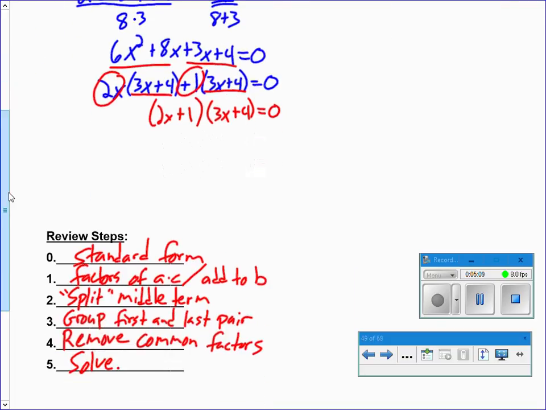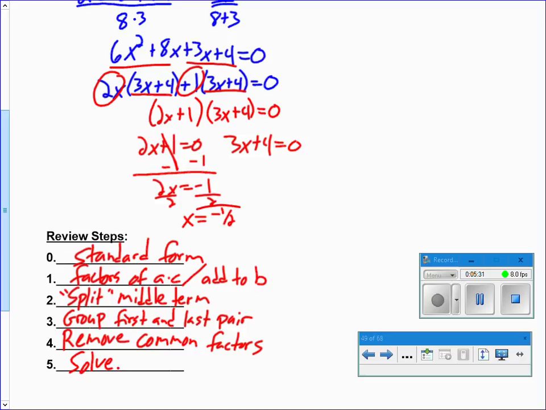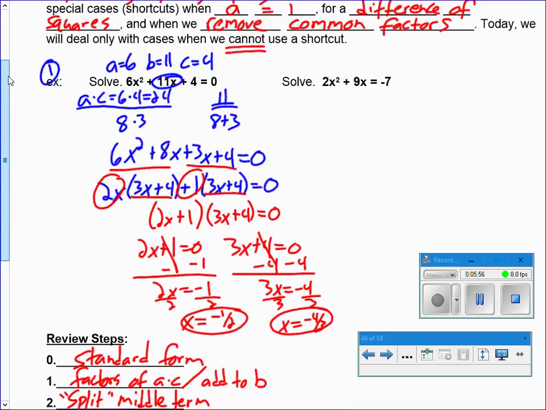So now that it's factored, we can set each factor equal to 0 and solve. So 2x plus 1 equals 0, and 3x plus 4 equals 0. To solve the one on the left, we're going to subtract 1, and then divide by 2. So here our answer is going to be negative 1/2. Same thing on the second one, we're subtracting 4, and dividing by 3. Since we don't have the shortcut, we don't have a is 1, b is 0, c is 0, there's no common factors, we have to do this one the long way.